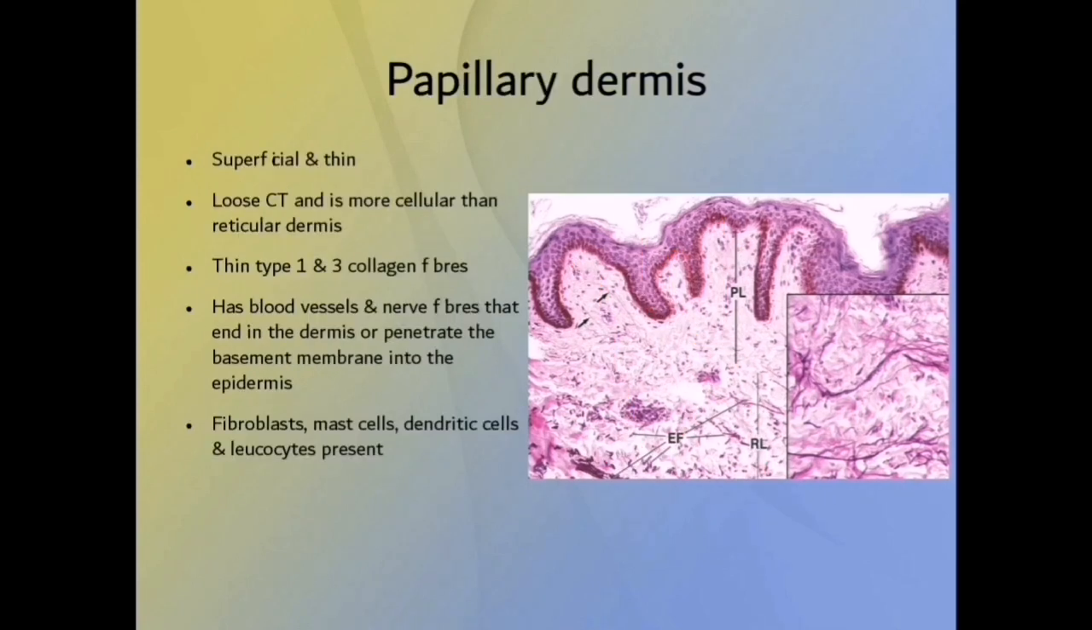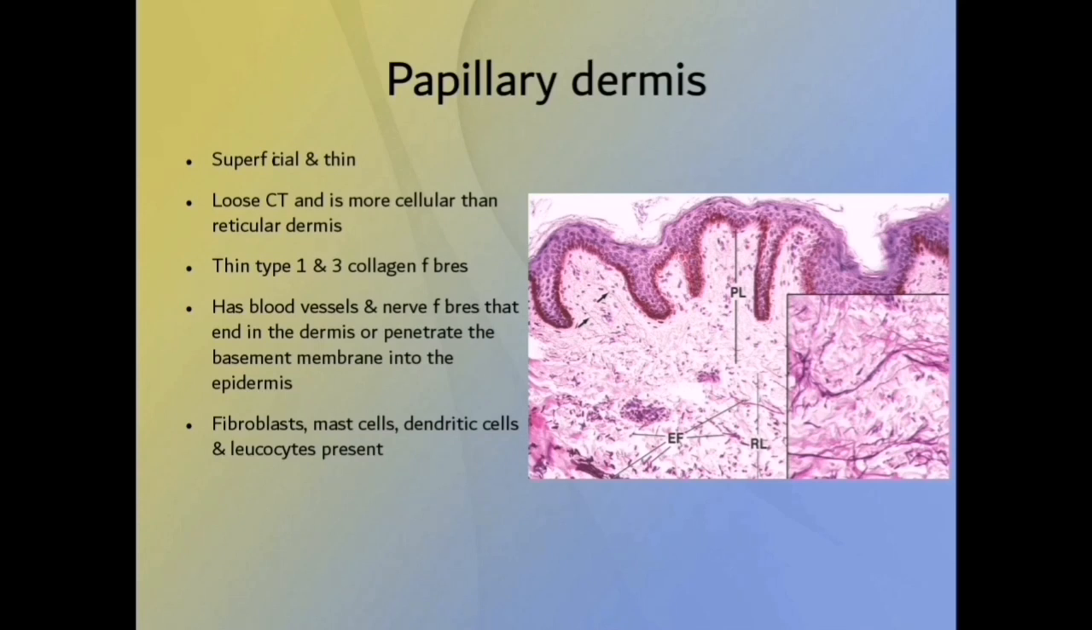The papillary layer, we said, is the superficial layer, and usually it's thin. All right, so it is mainly made up of collagen fibers, which are thin and are mainly type 1 and type 3 collagen. Okay, so this layer is mainly cellular, meaning that it contains more cells as compared to the reticular layer. Remember, it is loose connective tissue, with the usual elements of connective tissue, which includes cells like fibroblasts, mast cells, dendritic cells, and also leukocytes.